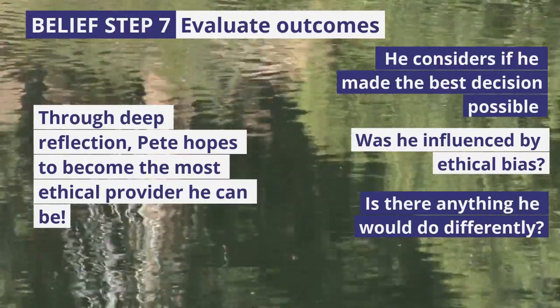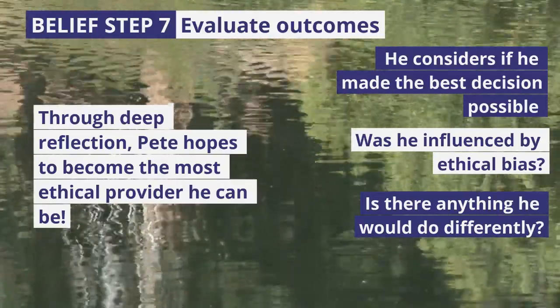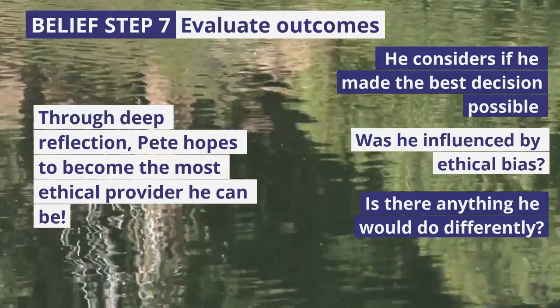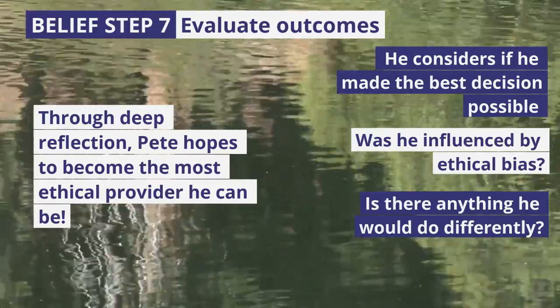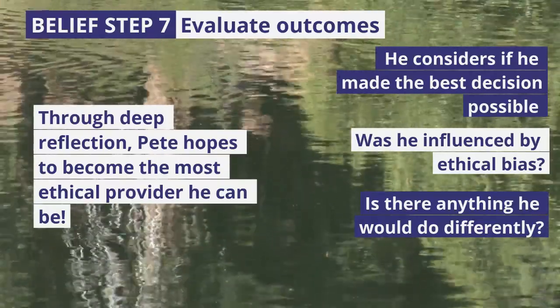Now, the seventh step of the model ought not be overlooked. Pete needs to evaluate the outcome of this dilemma. Did he make the best decisions possible? Was he influenced by ethical bias? Is there anything else that he could have done differently? Through deep reflection, Pete hopes to become the most ethical provider that he can be.